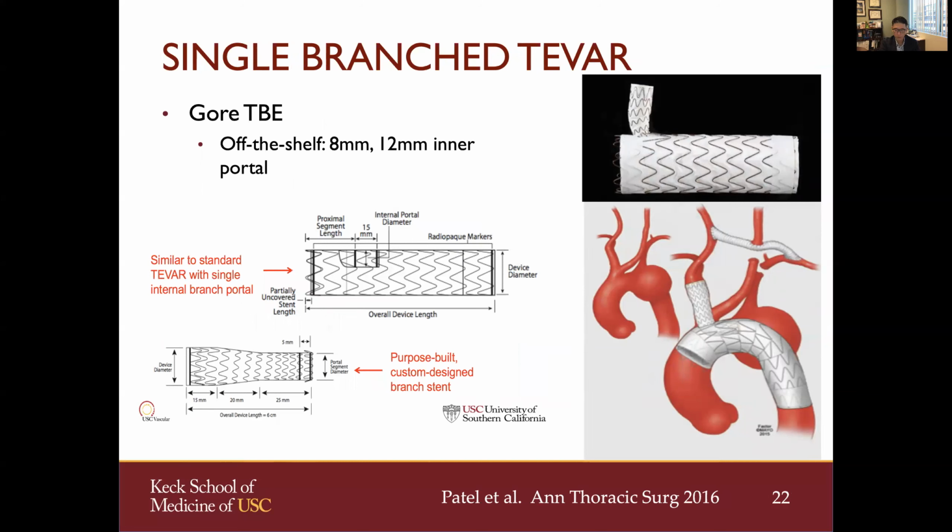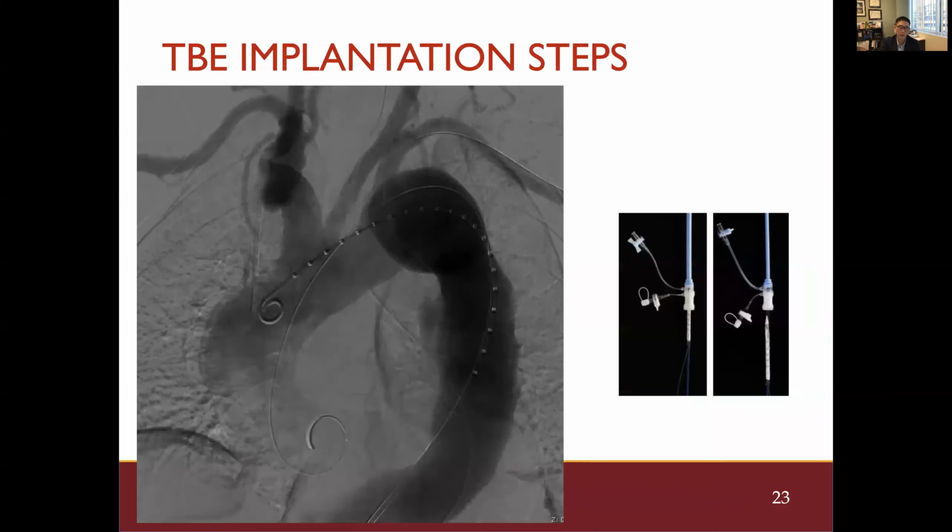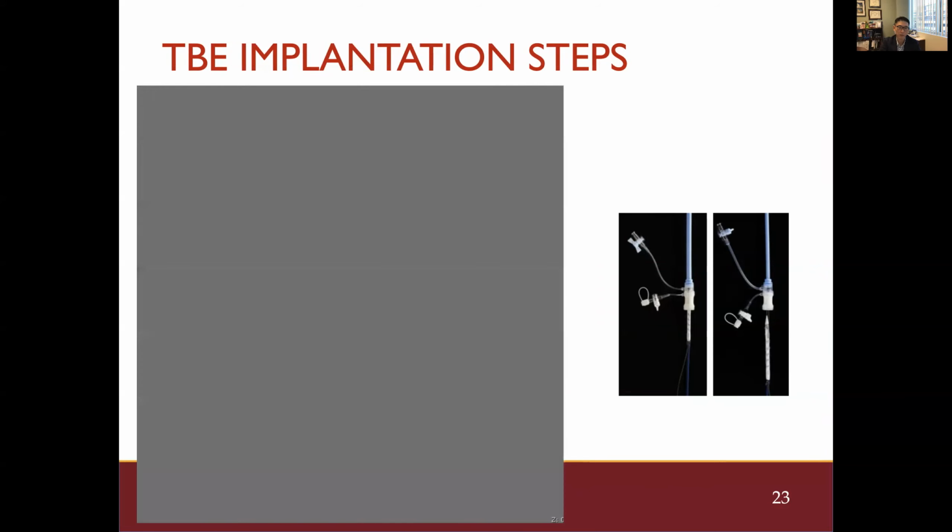The closest device to the commercial availability is GORE TBE, or single side branch device. That is a single retrograde inner branch device, which is off the shelf. And it can be used for innominate, carotid, and subclavian artery with or without adjunctive cervical debranching that you see here. We have done these cases at USC. This is one of our cases.